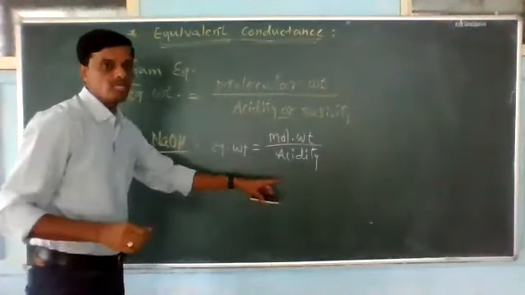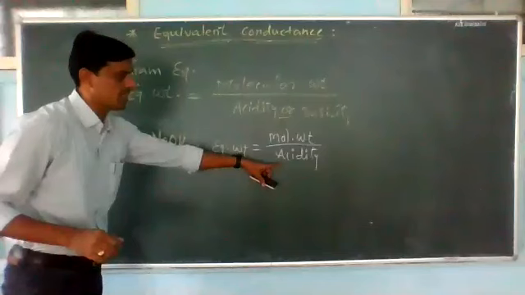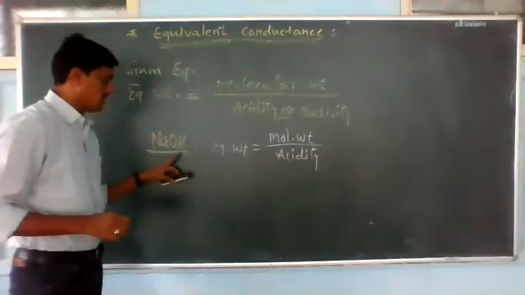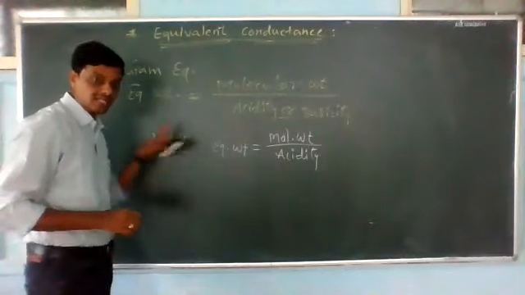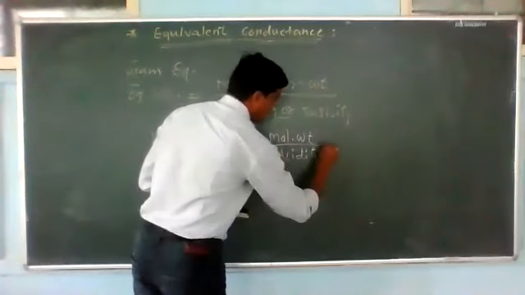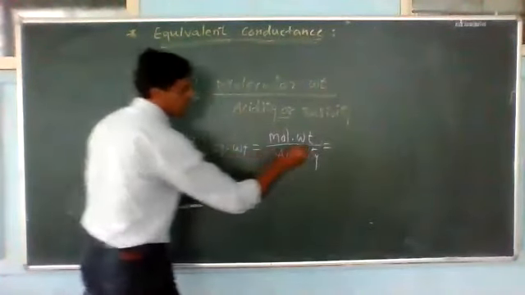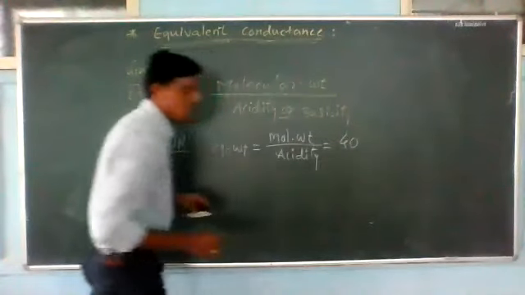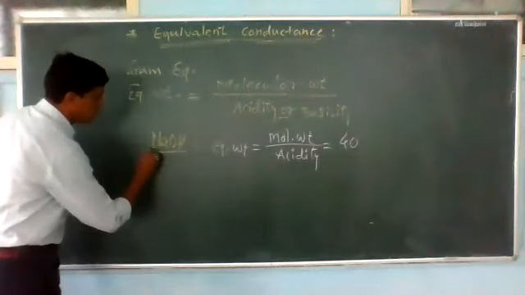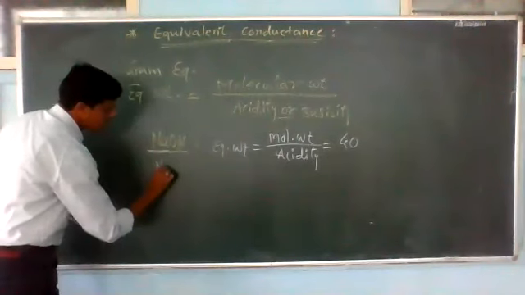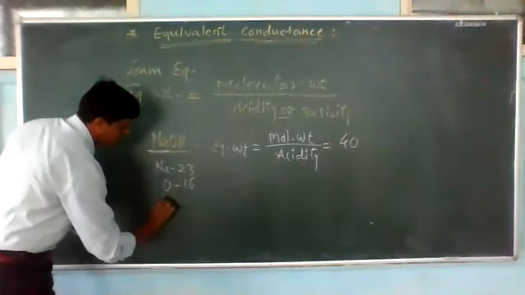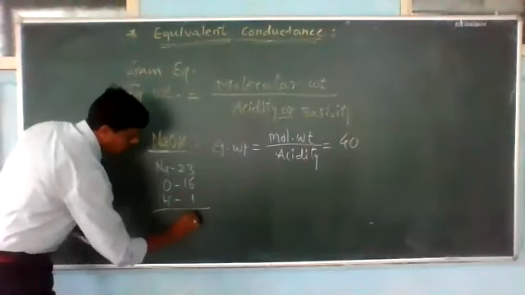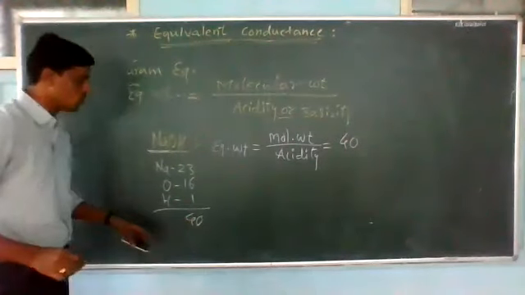Acidity is how many moles of H plus ions can be replaced by 1 mole of base. Okay, that is known as acidity. Now, the molecular weight of NaOH is 40 gram. It is 40 because Na is 23, oxygen is 16, and hydrogen is 1. The total comes to 40.